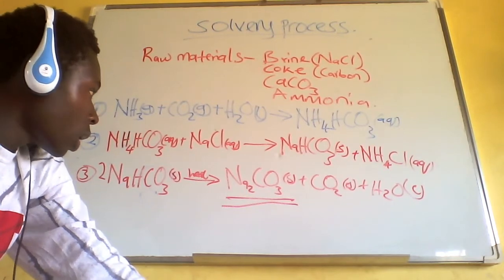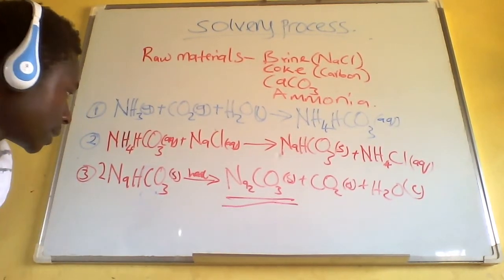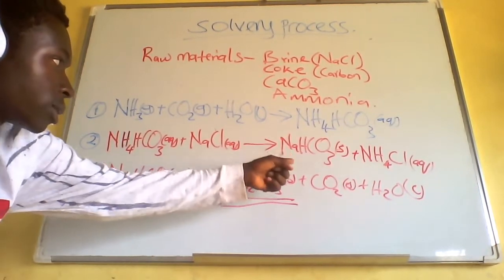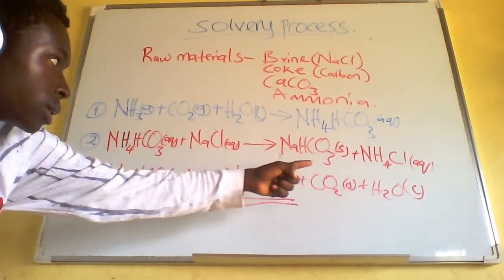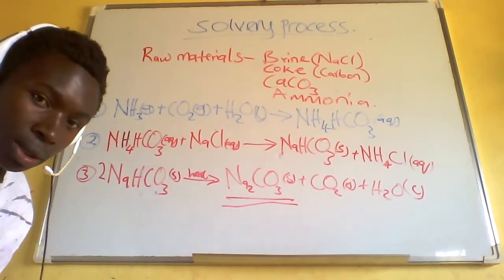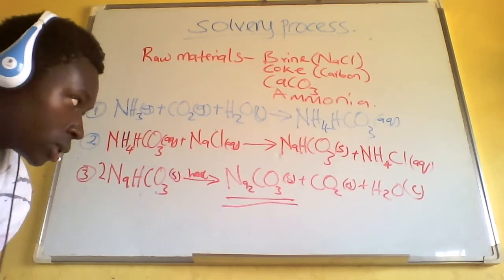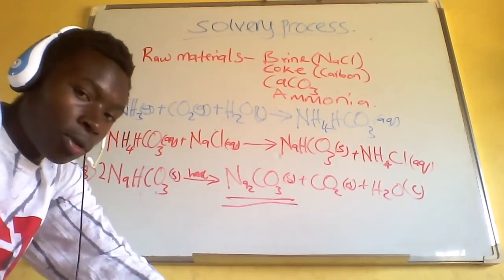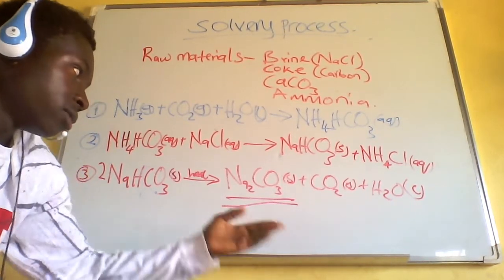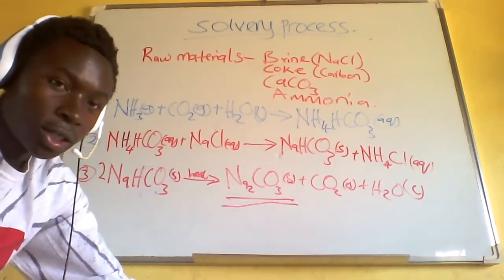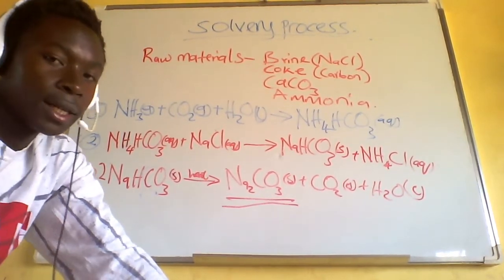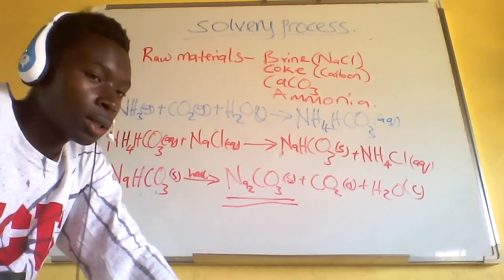Now, our last step, or the third stage, we're going to take the sodium hydrogen carbonate we've gotten here and decompose it to get sodium carbonate. The sodium carbonate is whatever you wanted. And now this is simply the Solvay process. It's not hard, it's just easy as you have seen here.